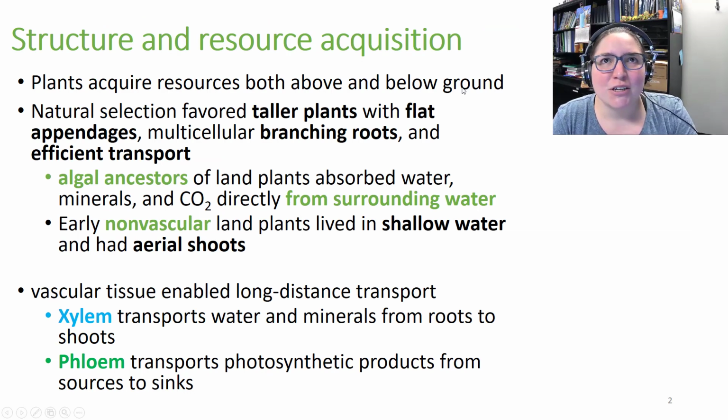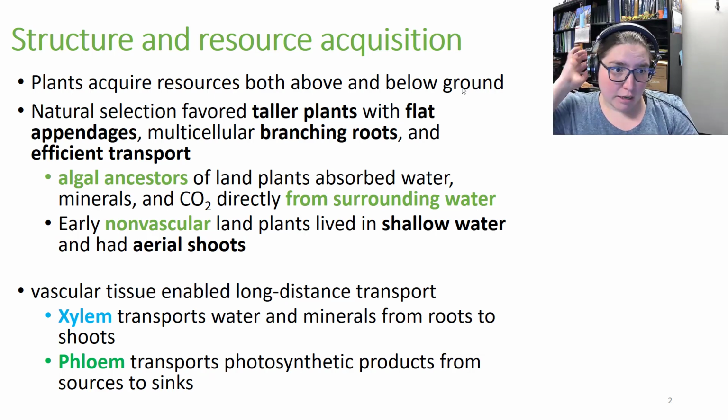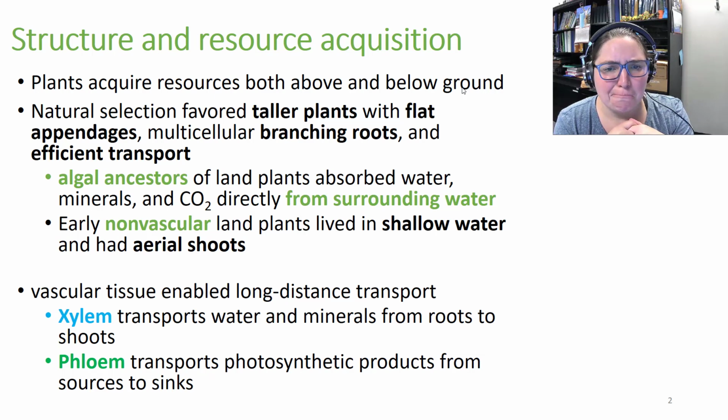So as far as plant structure and resource acquisition goes, plants need to be able to get resources from both above and below ground. So natural selection has really favored plants that tend to be taller, plants that tend to have flat appendages, plants that have multicellular branching roots, and efficient transport. Plants' algal ancestors didn't have those structures. They absorbed their water and minerals and carbon dioxide and nutrients from the water that surrounded them. And then early non-vascular plants had to live in shallow water and then had aerial roots.